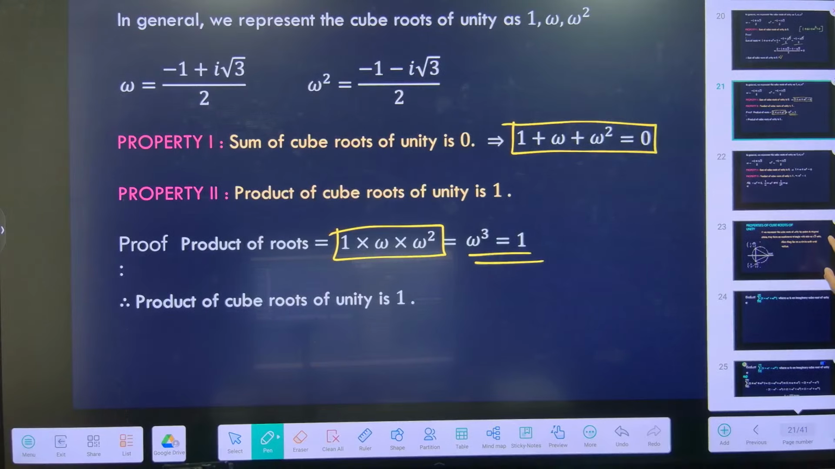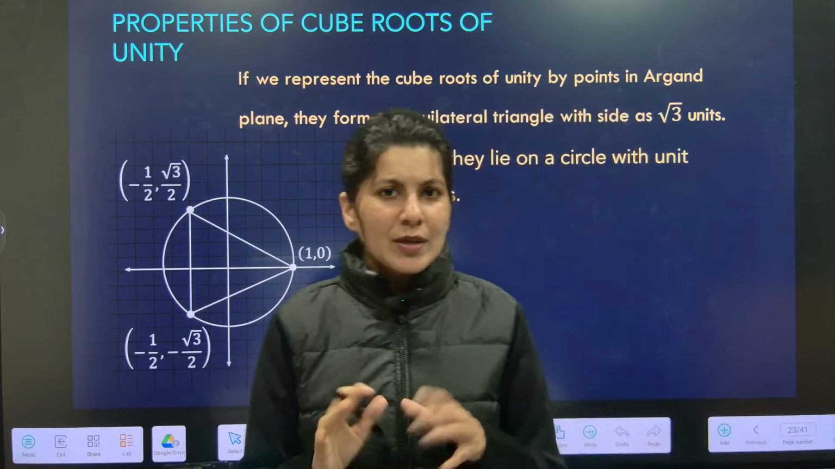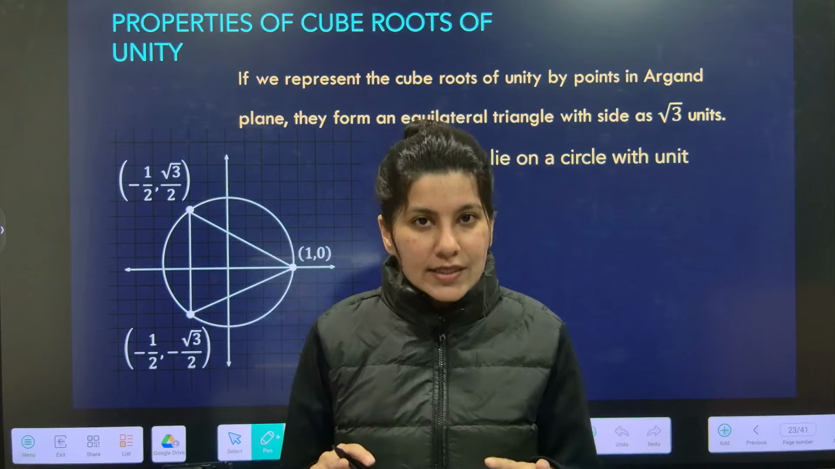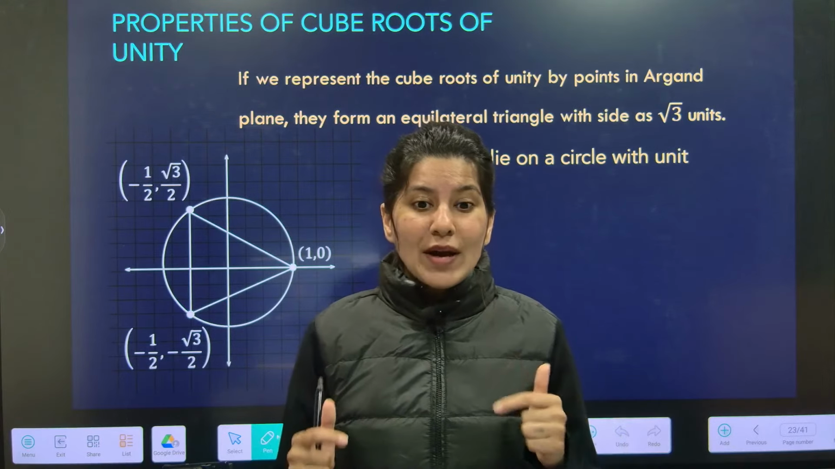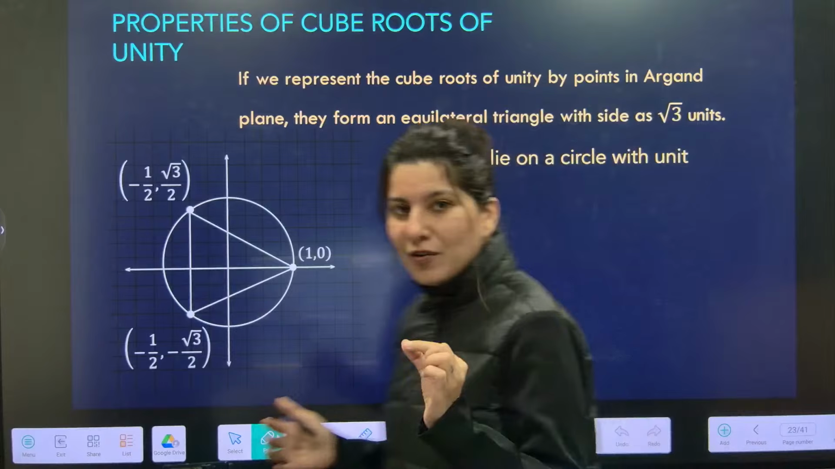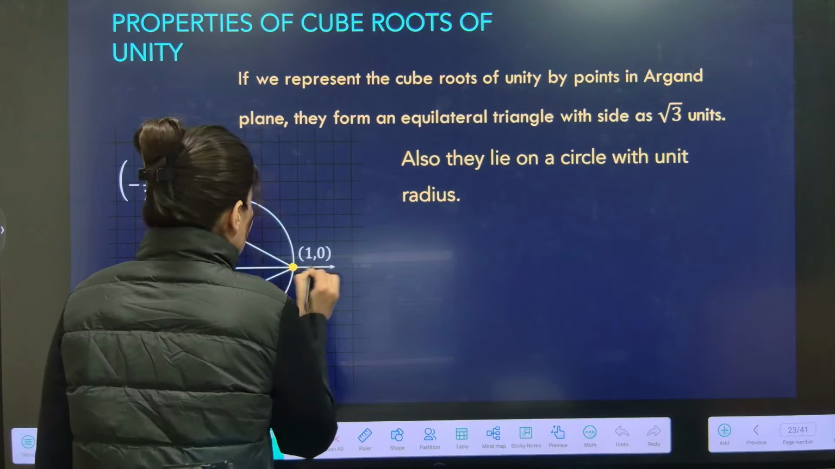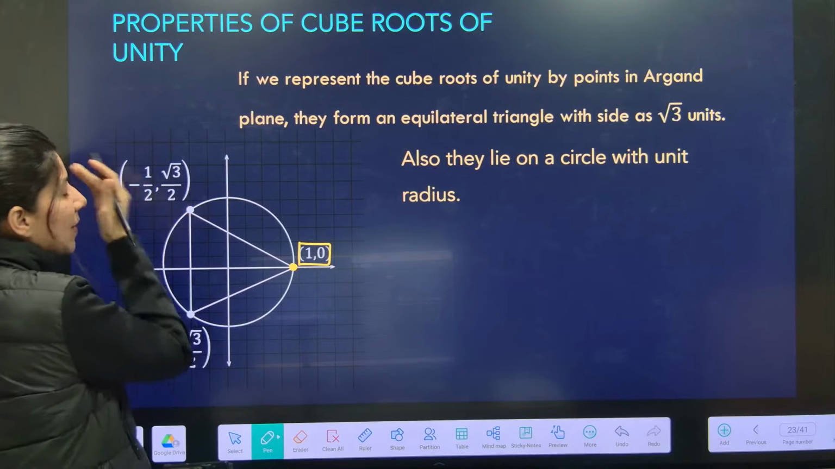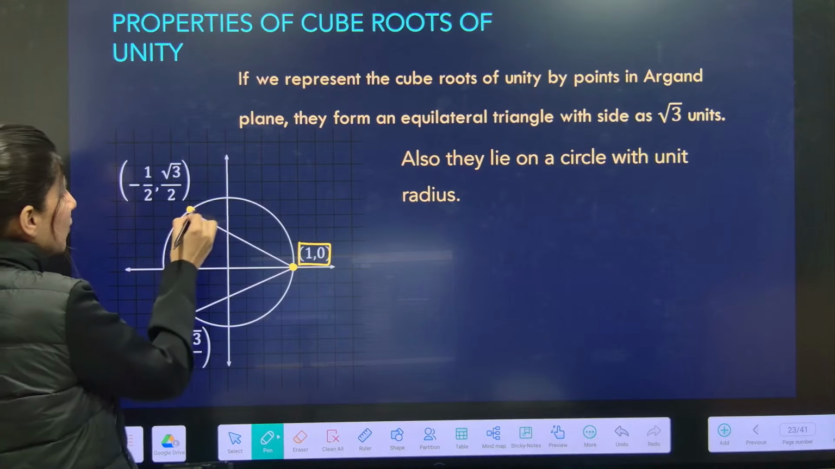So now, some properties of cube roots of unity. You have got 3 complex numbers: 1, omega, omega square. Can I plot these 3 numbers on the complex plane and see what happens? Because this will give you the geometry behind cube roots of unity. First of all, 1 is a cube root of unity; 1 means (1, 0). So (1, 0) is the first point. Then (minus 1/2, root 3/2) is your omega.